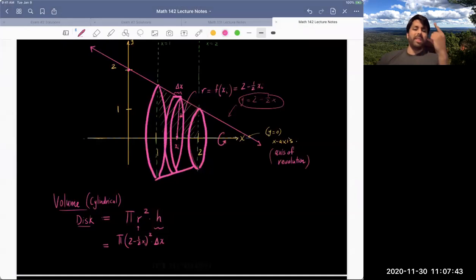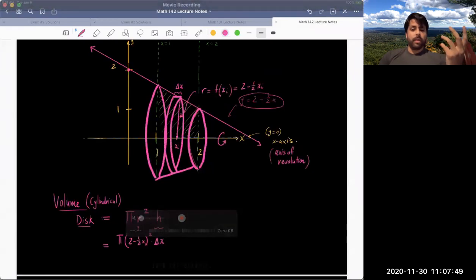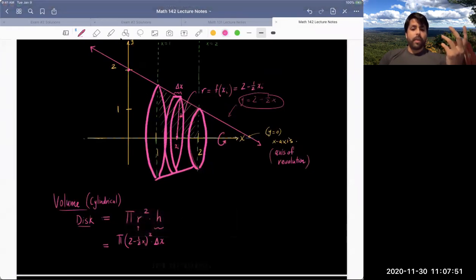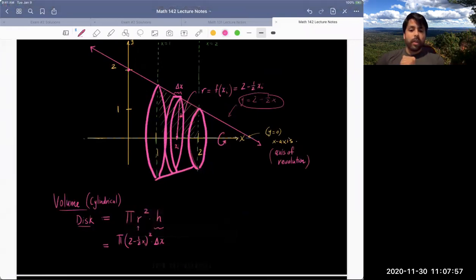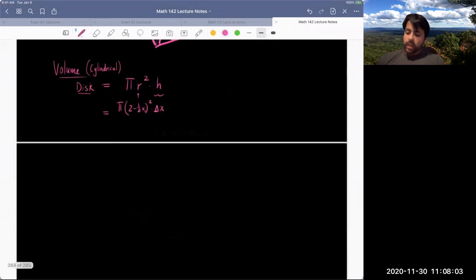Am I just going to use one disk, or am I going to use multiple disks to find out? Right. I'm going to continue this whole idea and find the volume of multiple disks. How many of them? So that's the question. So then I'm going to say, you know what? Let me approximate the volume of the solid.